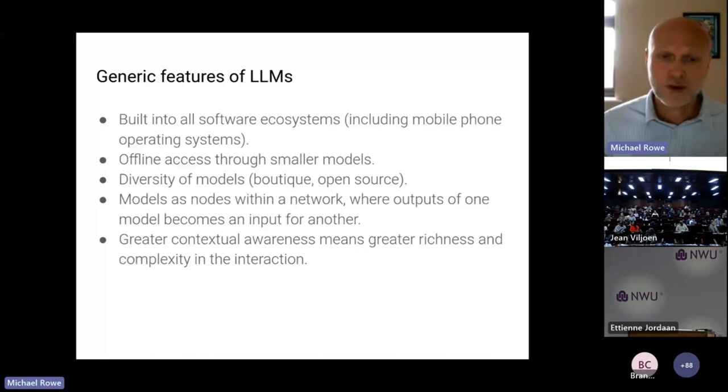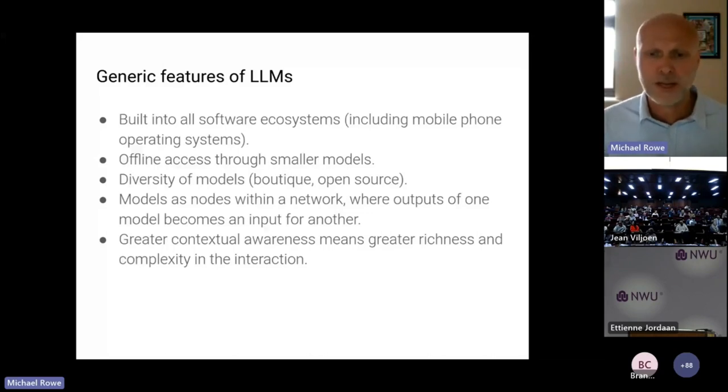We're starting to see the emergence of networks of language models, where the outputs of one model becomes an input for another. And this is where we start seeing multimodality, where you can input an image and it generates a textual response. And that textual response can then be used as an input into another model, which you can query in different ways. So these things are starting to work together.